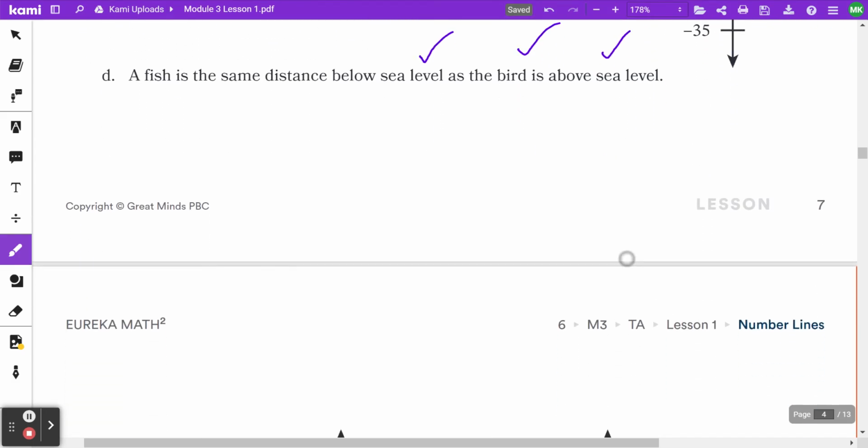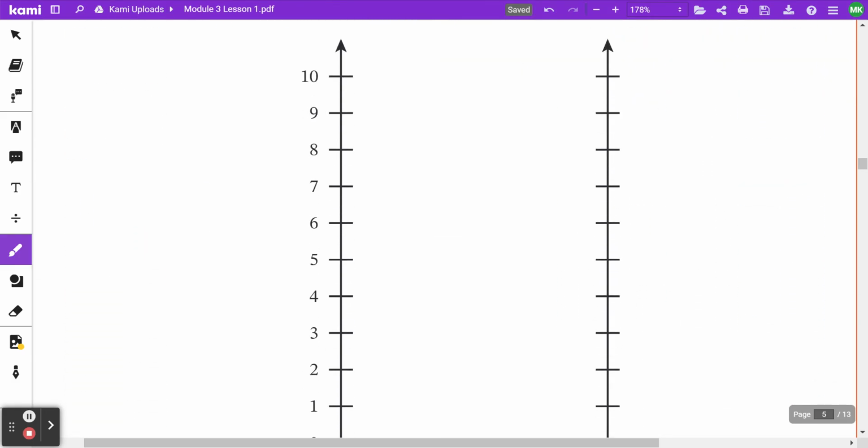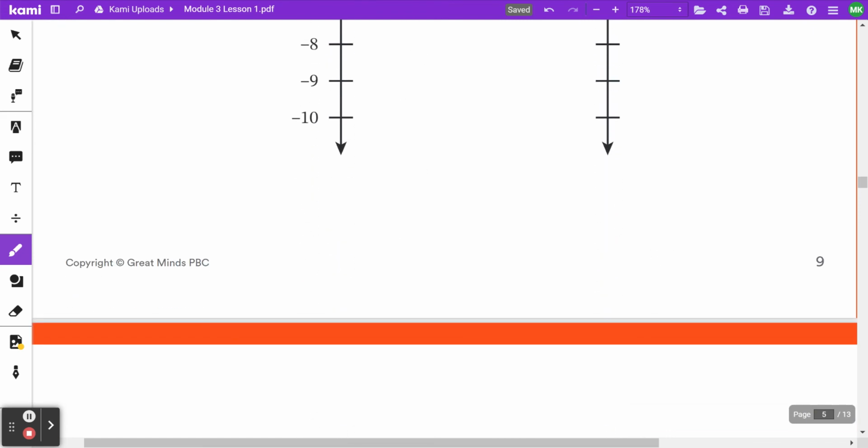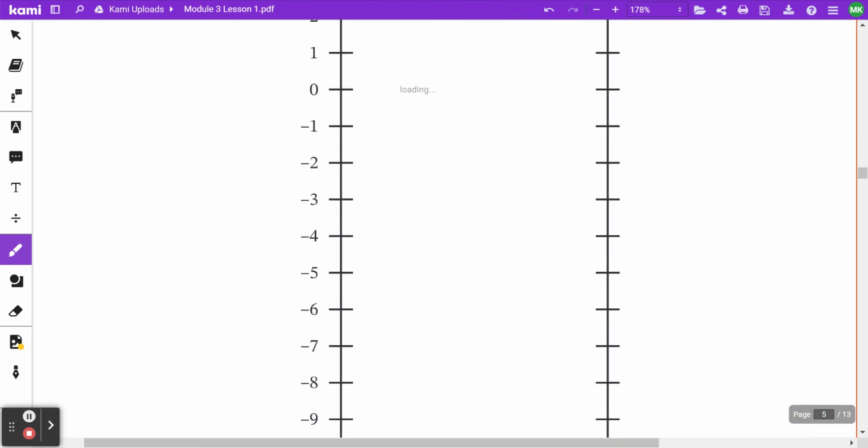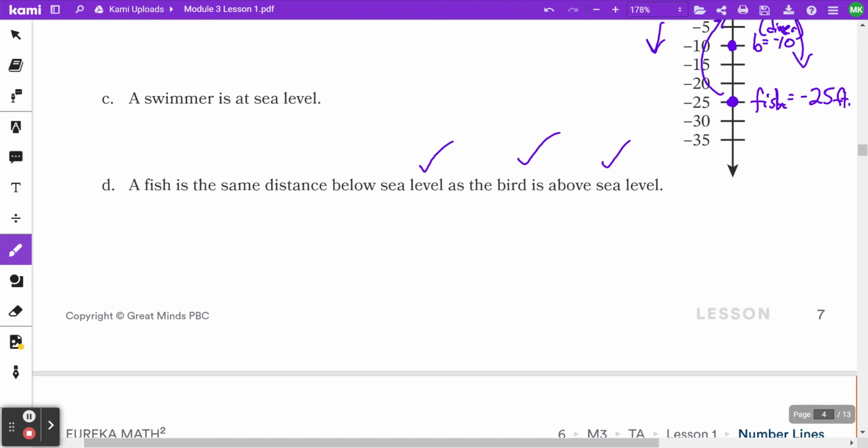All right, so that's the deal, folks. I think we're just about done. Here's some sample number lines. That looks like fun. Okay, so I think we covered everything we needed to cover here.